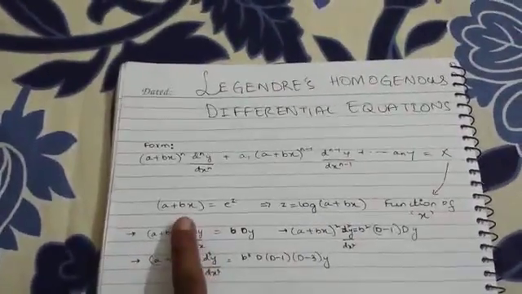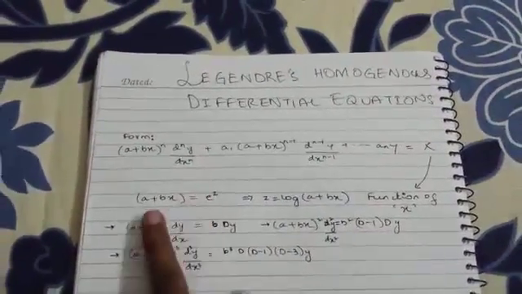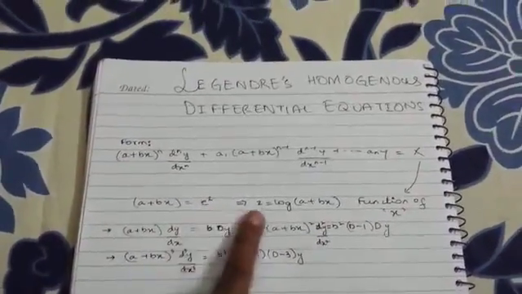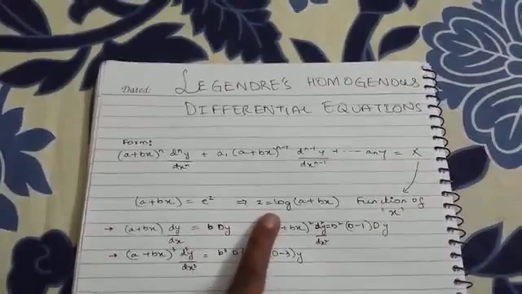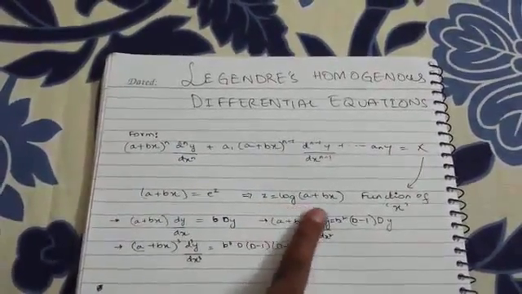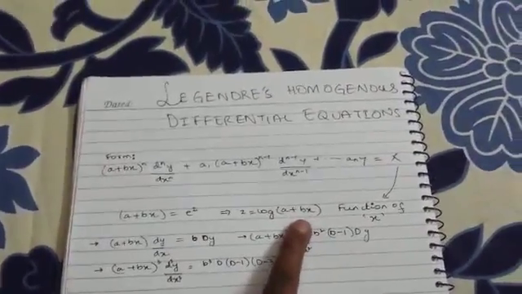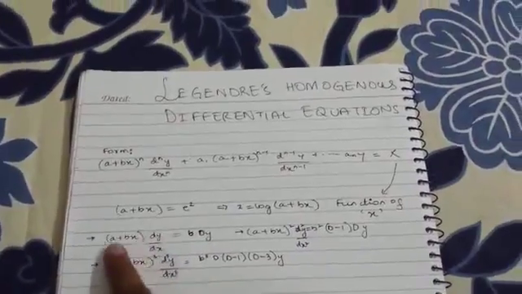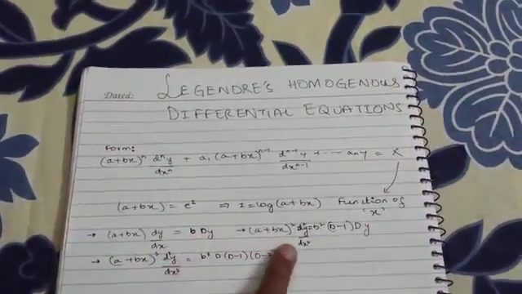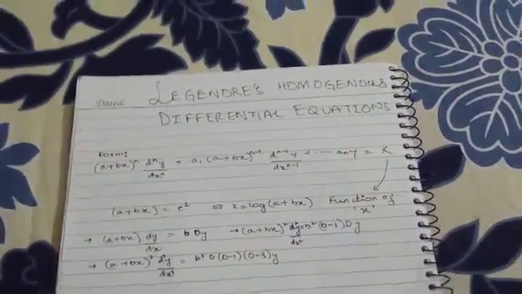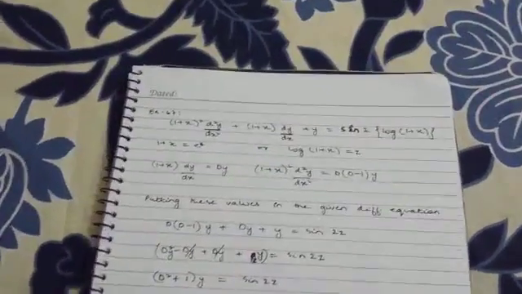So how to solve them? Well, in Cauchy we substituted x with e to the power z. Now we're going to substitute this whole term with e to the power z, and if you apply the logarithm, z equals log a plus bx. Just like Cauchy, the first derivative would be equal to this, and the second would be equal to this, and third, and so on. So let's just move on to our solved example.